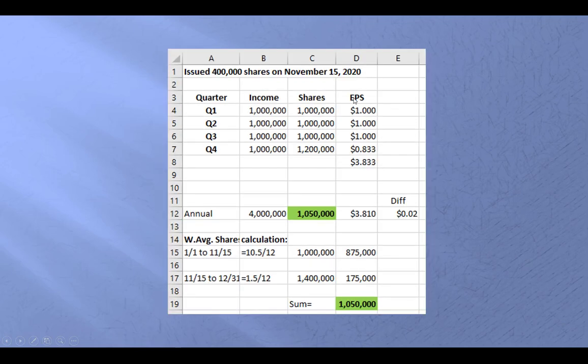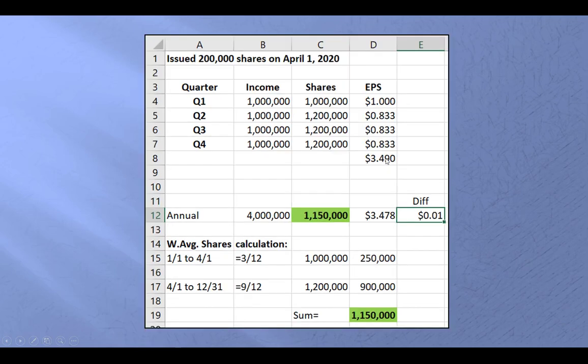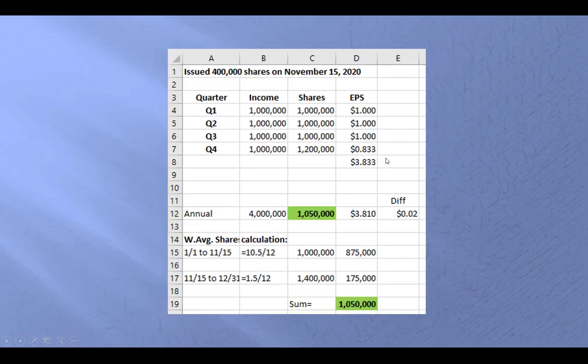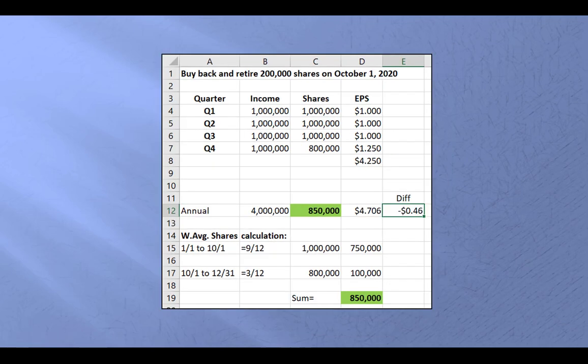And watch the way it goes. The sum of the quarterlies is more than the annual number. Now I'm going to retire 200,000 shares. So I have 1 million all the way up until the end of September, earnings per share. For the last quarter, I only have 800,000 outstanding. Earnings per share now $1.25, added up, $4.25.